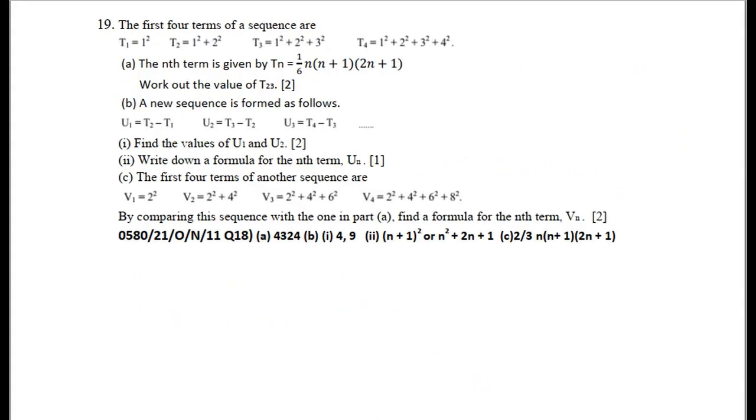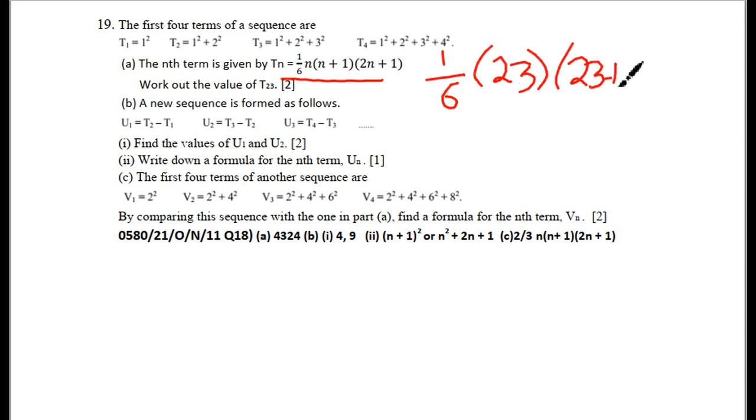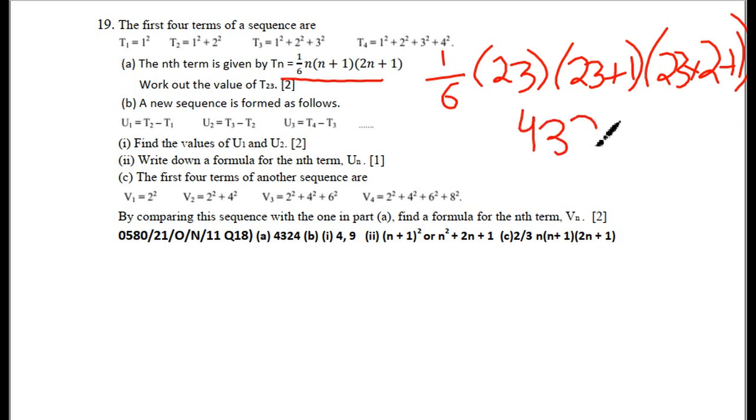Question 19, part A. The first 4 terms of a sequence are this. The nth term of the sequence is Tn equals 1 over 6 n times n plus 1 times 2n plus 1. Work out the value of T23. So simply instead of n, write 23. So 1 over 6, 23 times 23 plus 1 times 23 times 2 plus 1. This will give us the answer 4324, which is the answer for part A.